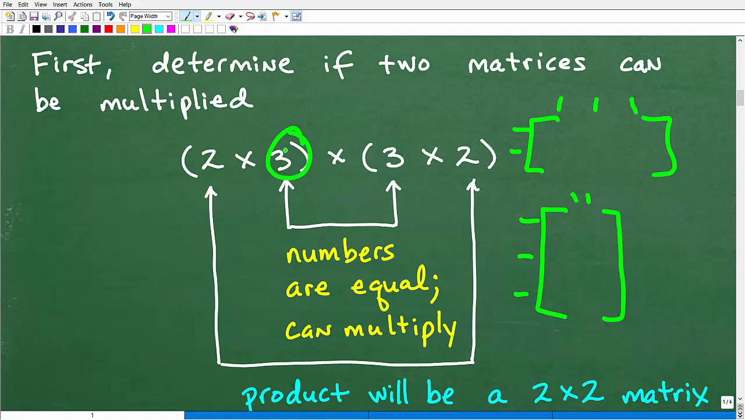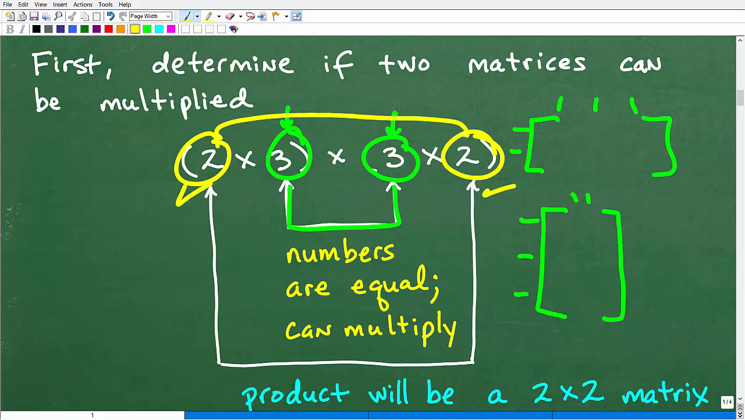So rows and columns. The column of the first has to match the row of the second. In other words, if these two numbers right here are the same, that indicates that indeed you can multiply these two matrices, and the answer is going to be the following. It's going to be the rows and columns. You're going to take the row of the first and the column of the second. This is going to be the size of the answer. So if you multiply a 2 by 3 by a 3 by 2, your answer is going to be a 2 by 2 square matrix. So pretty interesting how this works.